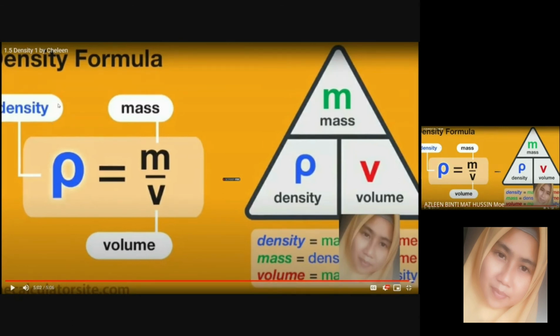That is about density part 1. So I repeat, density of a substance is the mass per unit volume of the substance. The SI unit for density is kilogram per cubic meter. Another unit that is often used is gram per cubic centimeter. And don't forget to use the pyramid as shown in the video.